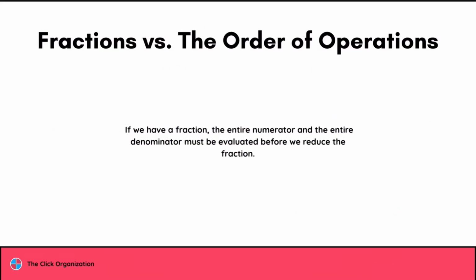Okay, I have fractions versus the order of operations. If we have fractions, and in those fractions we have operations, what are we going to do? So if we have fractions, the entire numerator and the entire denominator must be evaluated before we reduce fractions, okay? So we firstly evaluate the numerator and the denominator at the same time, and then after that we go for fractions reduction. So let's have an example for this.